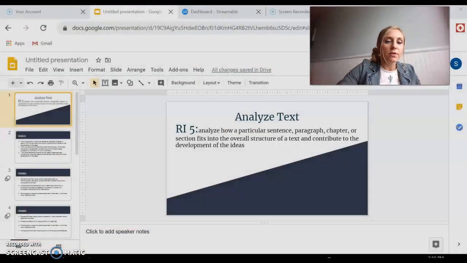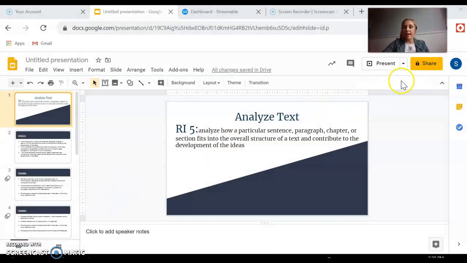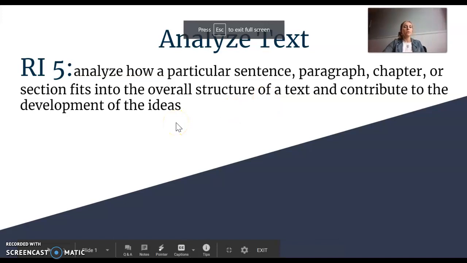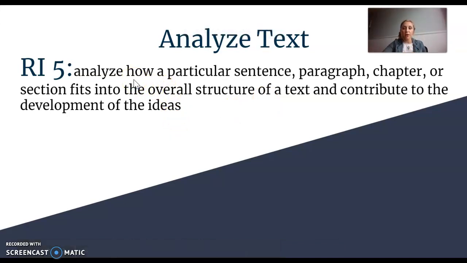All right. So our next unit is going to be on analyzing text. So we're going to be able to analyze how a particular sentence, paragraph, chapter, or section fits into the overall structure of a text and contributes to the development of ideas. Analyze, that's a key word here. We're going to be defining that later. Please don't worry about writing anything down when we get to the actual terms part. That's when I want you to write something down. So just hang with me for a minute, okay?